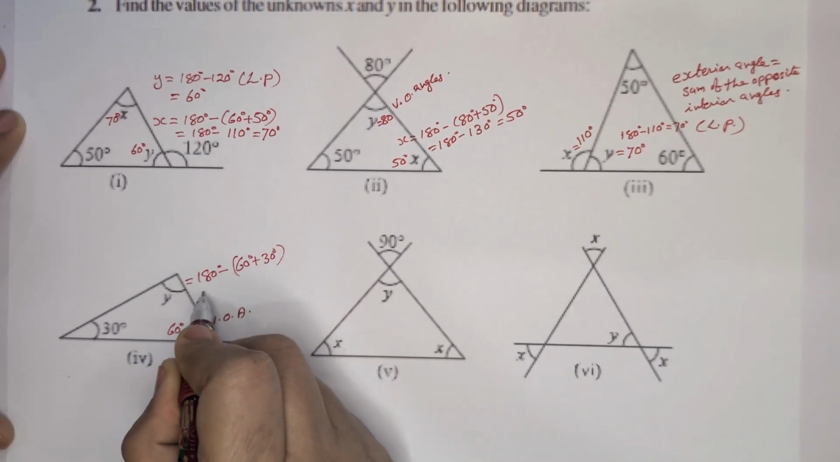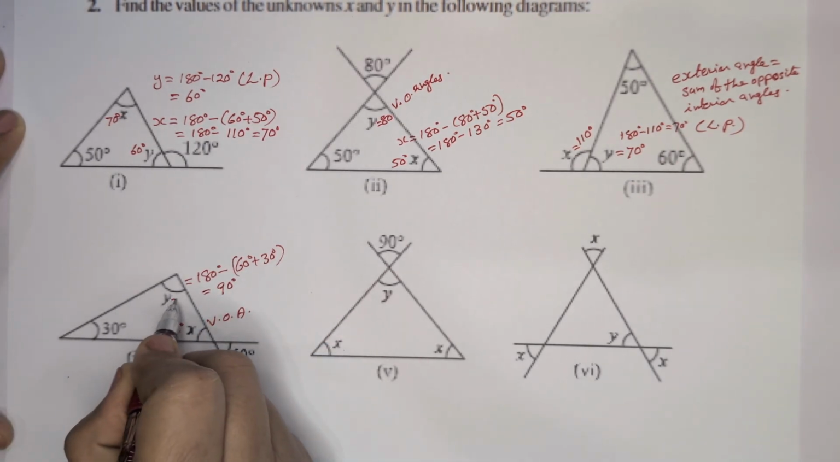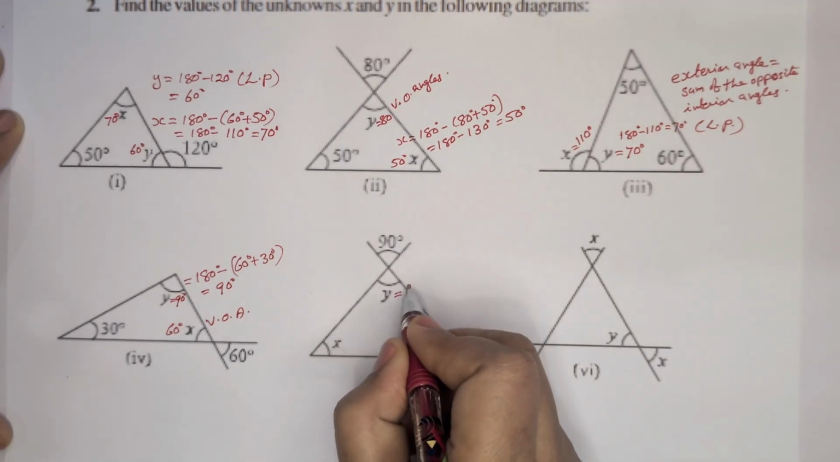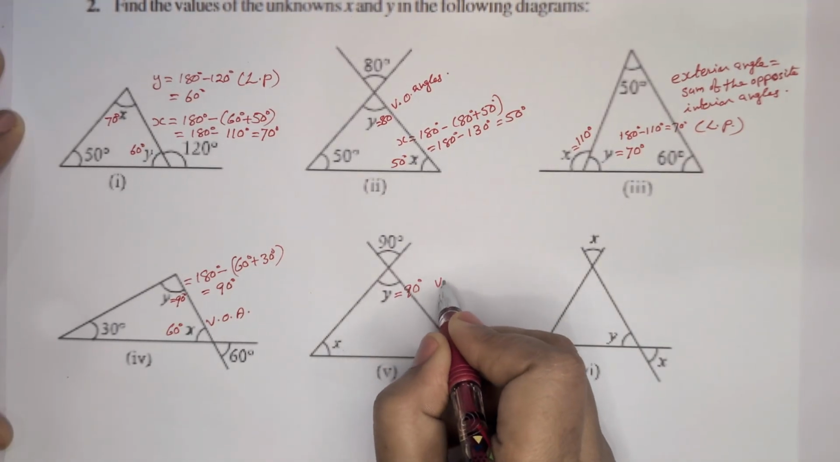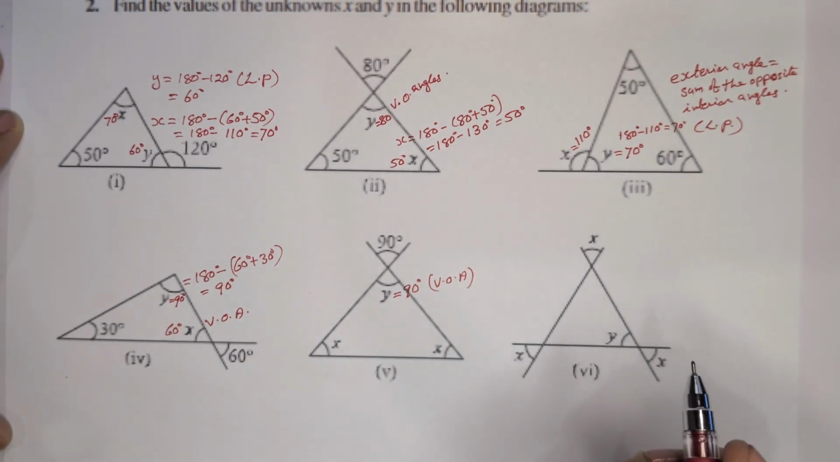That means 90, which is equal to 90 degree. So y is equal to 90 degree. Here these two are x. Y is equal to 90 degree, again vertically opposite angle. Vertically opposite angles are equal.